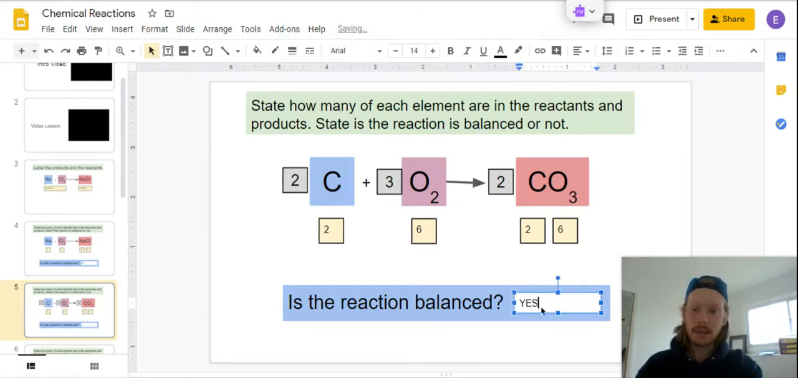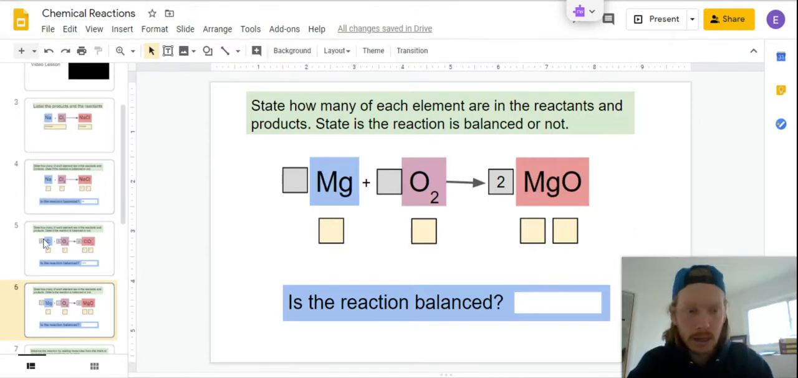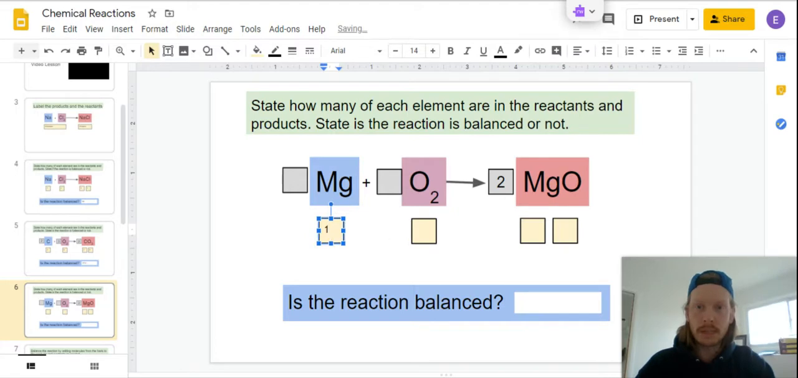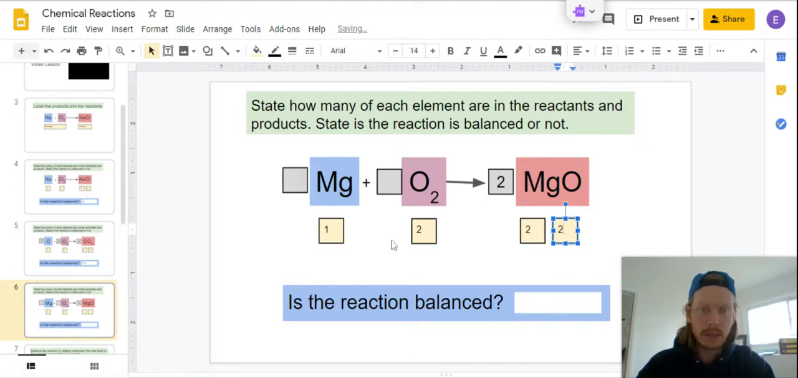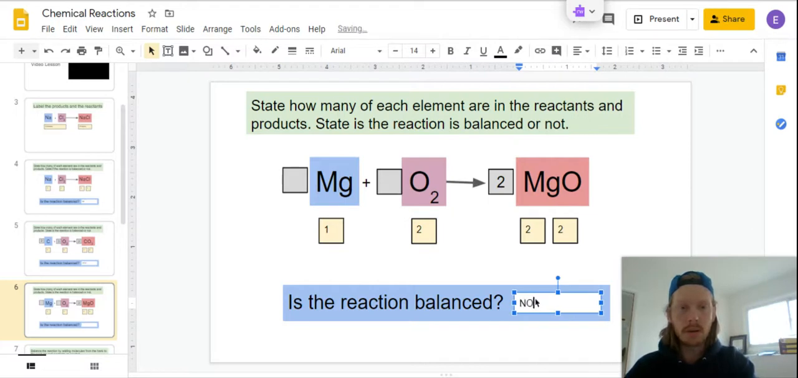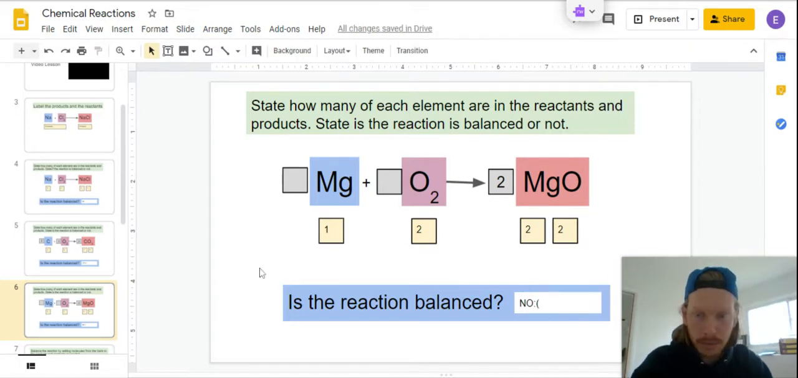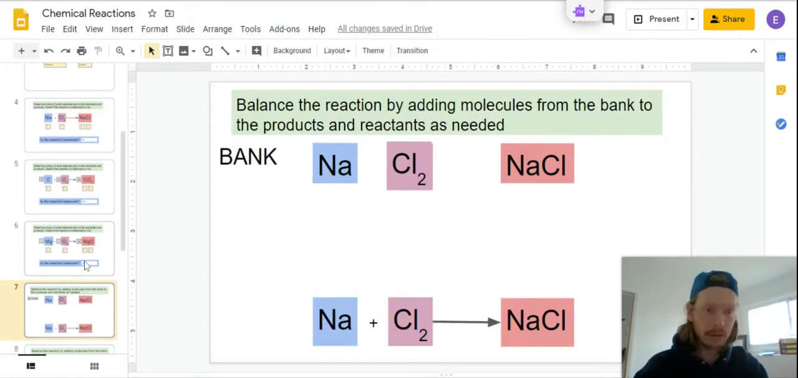Okay, so 1 magnesium, no coefficient, so this is diatomic, and so we have 2, 2, and 2. Again, our magnesiums we can see right away, no. It's not balanced, so we would have some work to do there. Not required to do it yet.